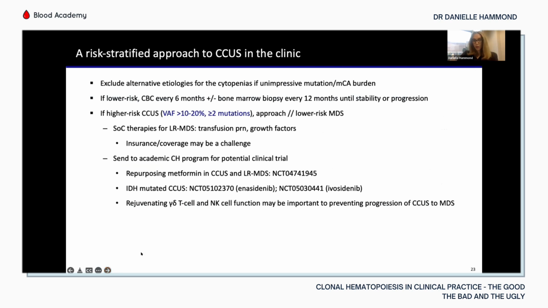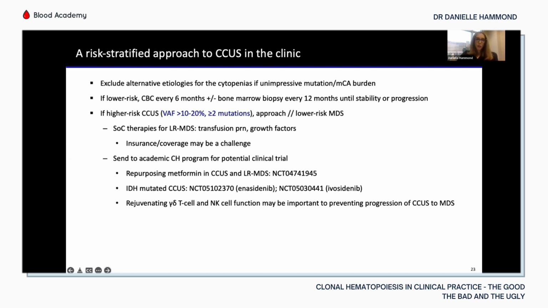And so in terms of approaching CCUS in the clinic, I really approach them very similarly to a lower risk MDS case. But again, I need to believe that the underlying genetic marker is causally associated with their cytopenias. And if the VAF is only 2%, I would be highly suspicious that their cytopenia is truly driven by that clonal population. Instead, we'll look for alternative etiologies.